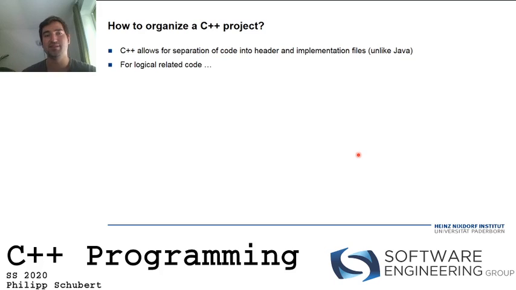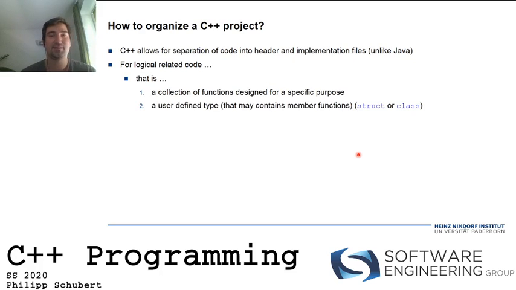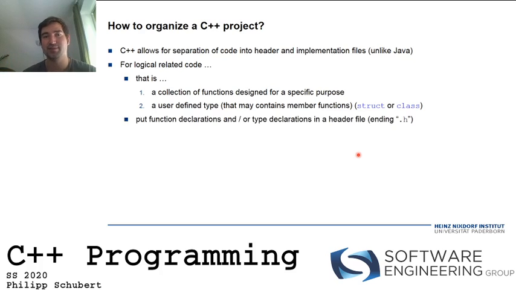And so what you would do is, for logically related code, and what is logically related code? That is a collection of functions designed for a specific purpose, or secondly, a user-defined type that may contain member functions and is defined by the struct or class keyword. You put all the declarations of the functions and the types in a header file, which goes by the ending .h for header file.